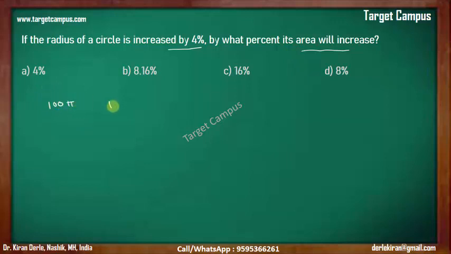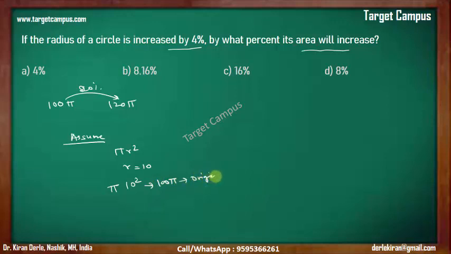If 100 pi becomes 120 pi, right, what is percent increase? It is 20%, right? So let's see, if the radius of a circle is increased by 4%, we'll assume the radius such that the area of circle is pi r square, right? So we'll assume radius as 10, so 10 square will be 100, right? So this will give us a good idea. So this would be pi into 10 square, that is 100 pi. Let's say this is the original area.